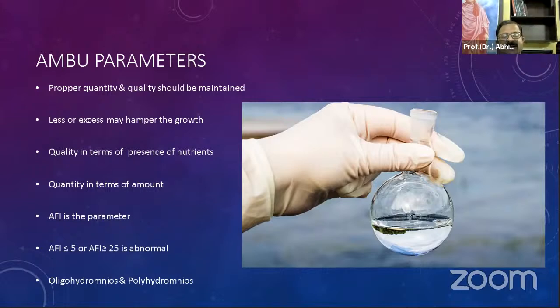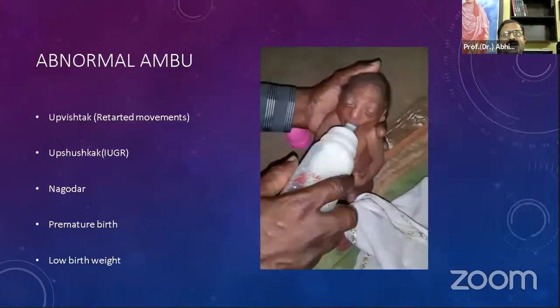Okay, so if it is less than 5, it is supposed that amniotic fluid is in a very low quantity, and that is called oligohydramnios. And if AFI is more than 25, it indicates that amniotic fluid is more in quantity, and that is called polyhydramnios. So these two things are actually abnormal, and they may create fatal conditions to the child. Okay, so they have to be avoided.